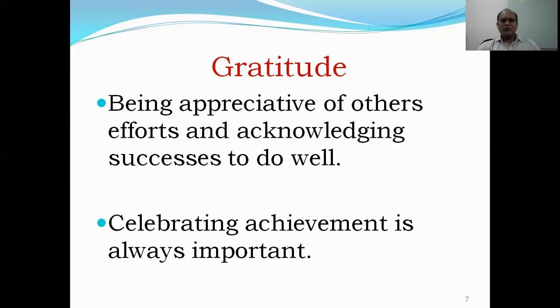And celebrating achievement is also very, very important. So please don't feel jealous about others. If others are achieving something, you have to show gratitude towards their achievement, and feel happy from their achievement. Because if you are not able to share their happiness, it will be very tough for you to actually understand the concept of motivation.